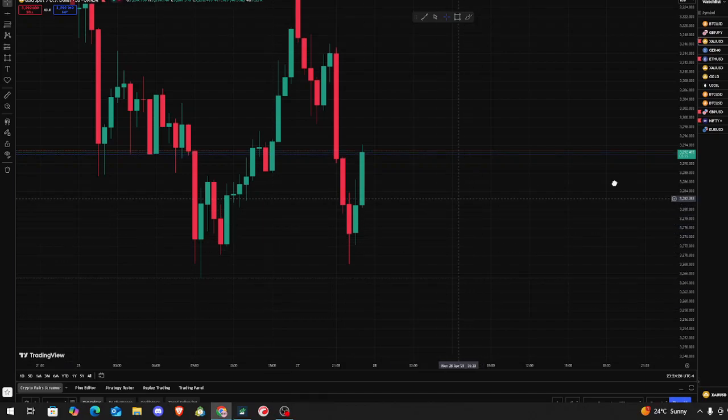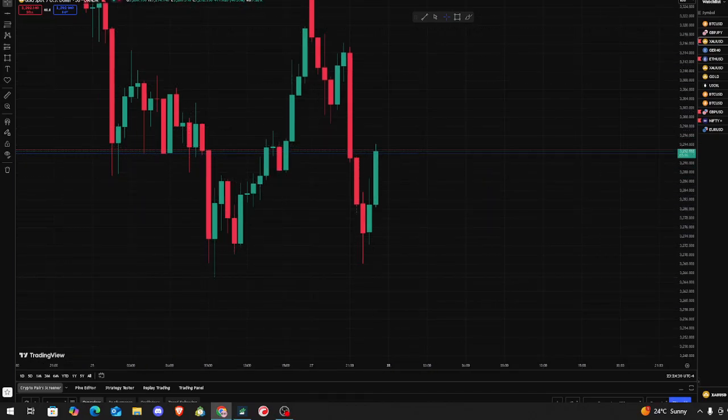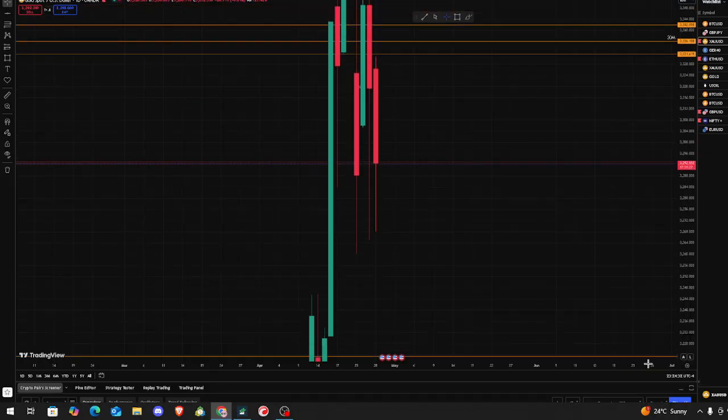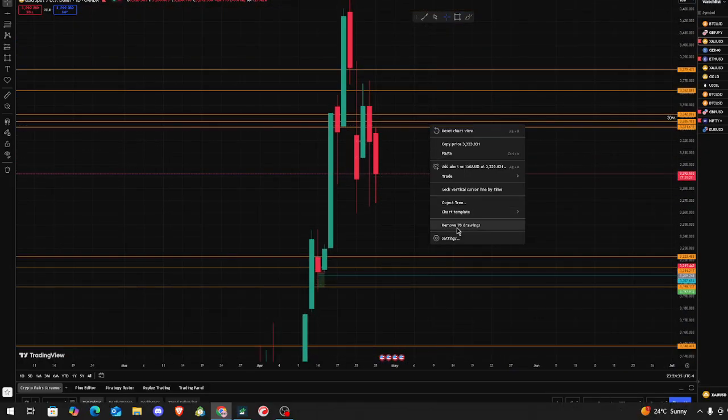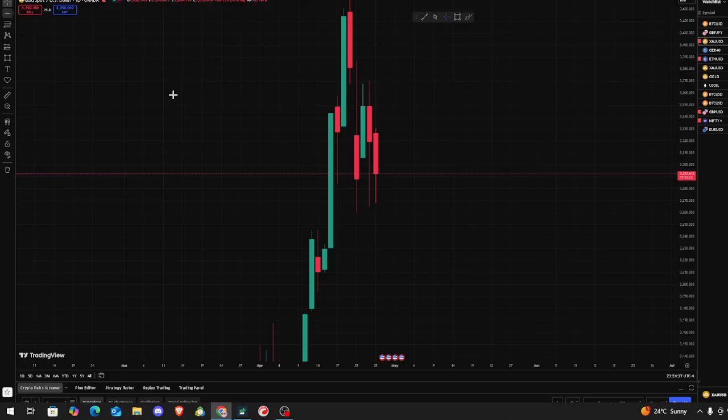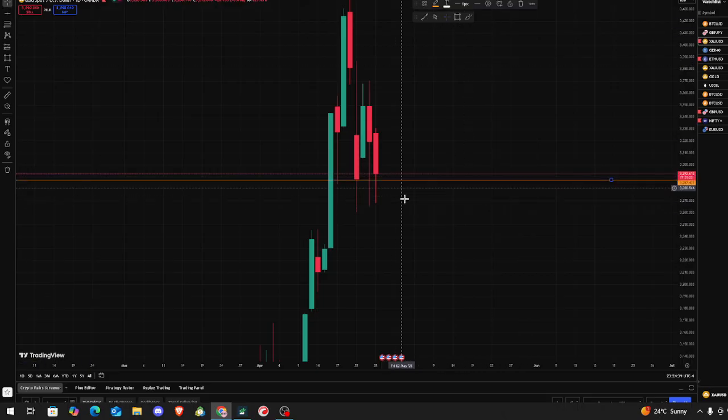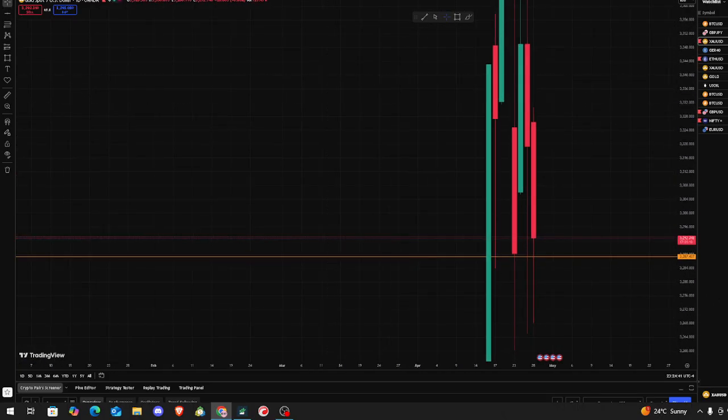Good morning, everybody. So let's look at gold. Looking at gold on the daily time frame. Let's remove all of these drawings. So looking at gold on the daily time frame, we see we are at support on gold.